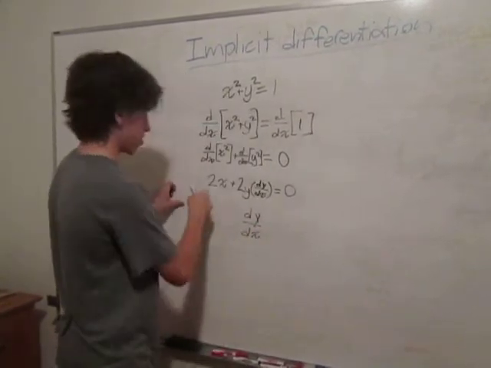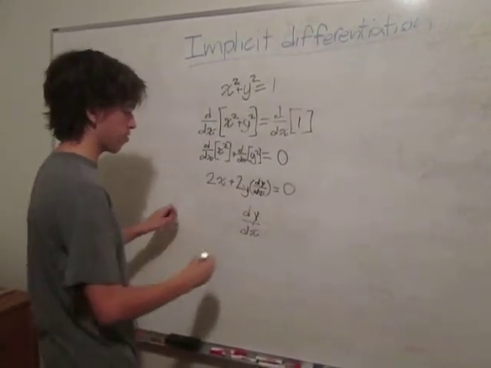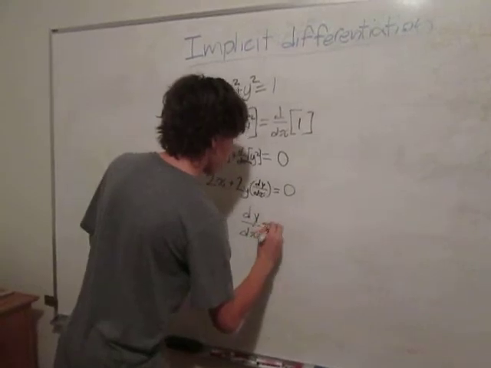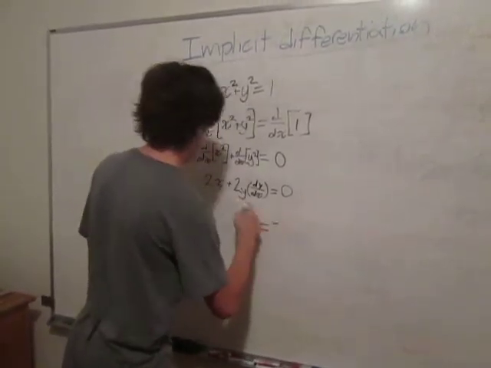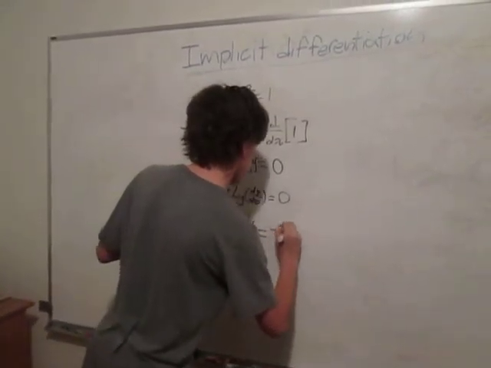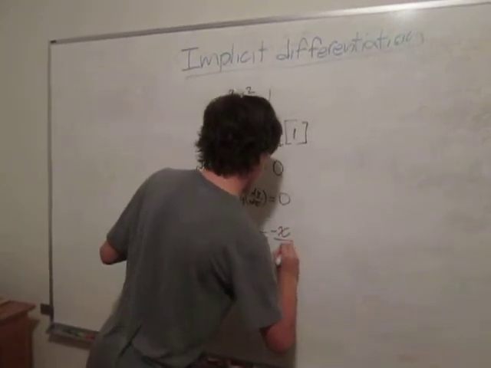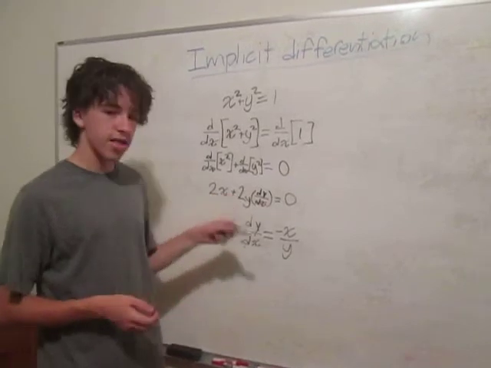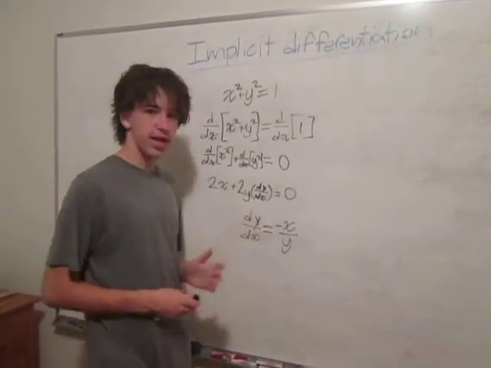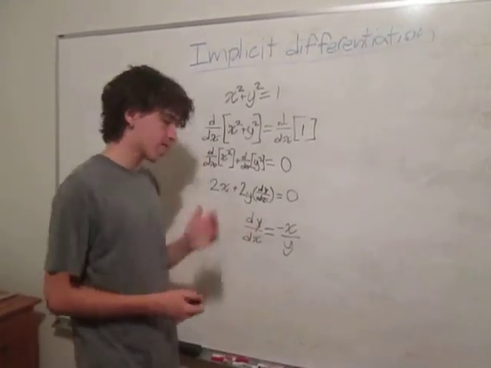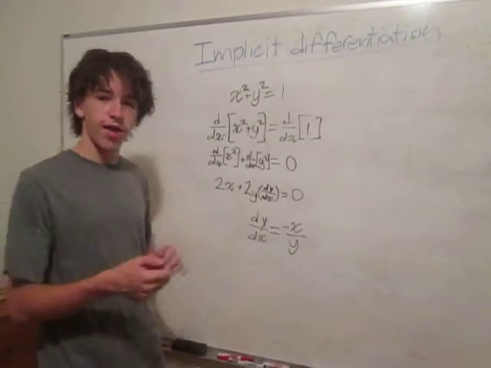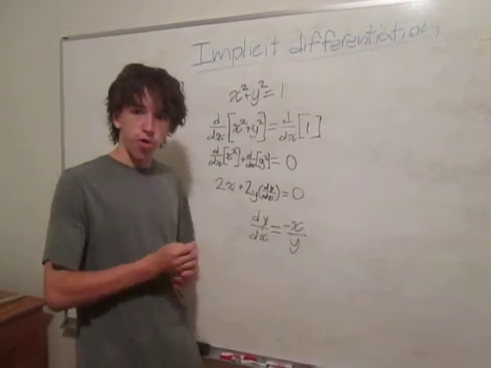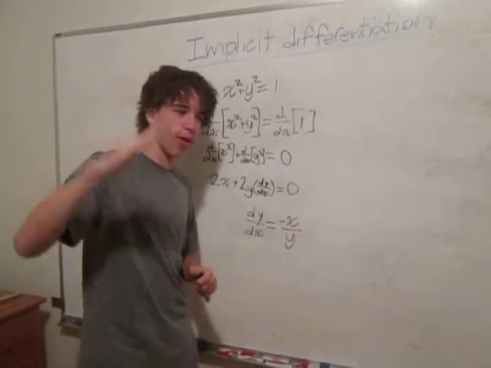Now, we can just easily algebraically manipulate this to find dy/dx. We just subtract 2x from both sides and divide by 2y, so dy/dx is equal to negative x over y, which is quite interesting. If we know the x point and the y point at any point on our circle, we can find the derivative, which is the rate of change, the slope at any one single point.